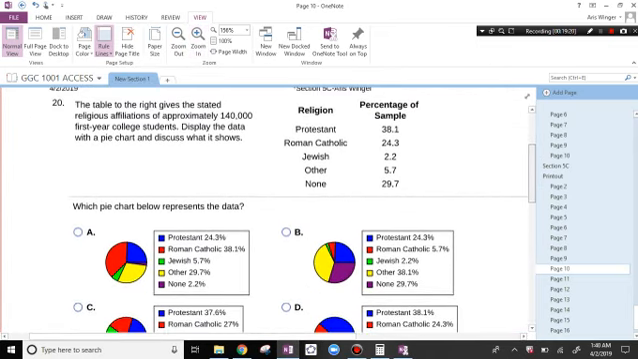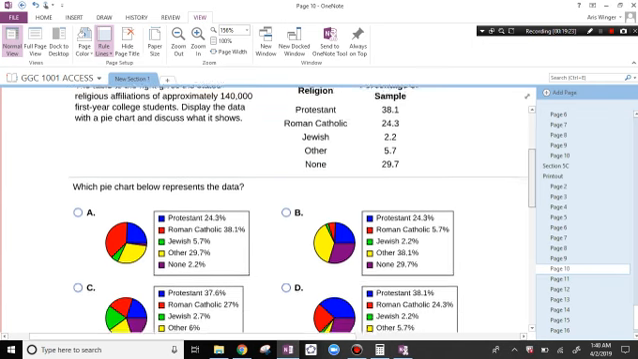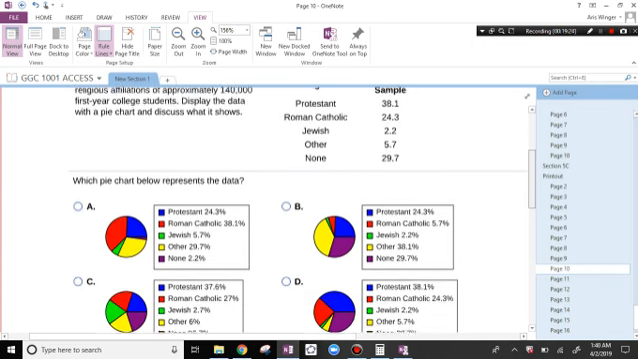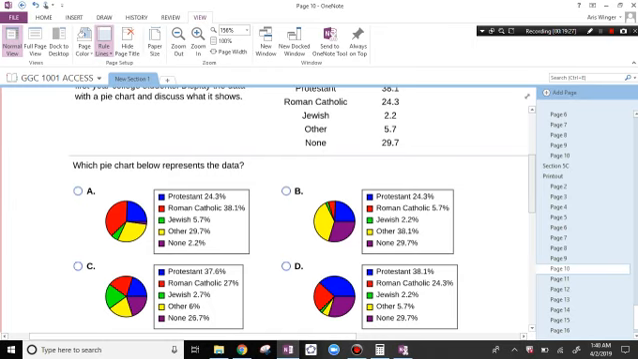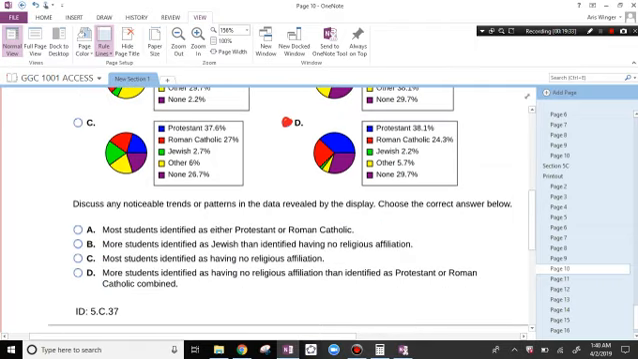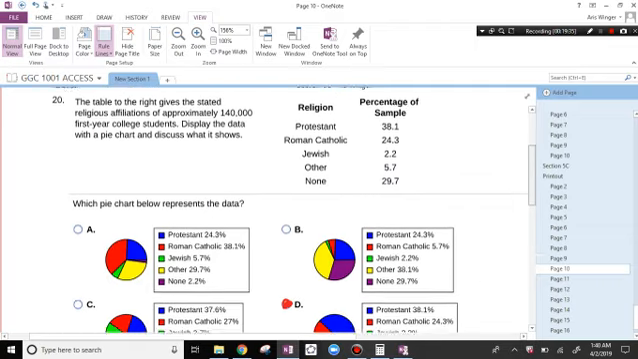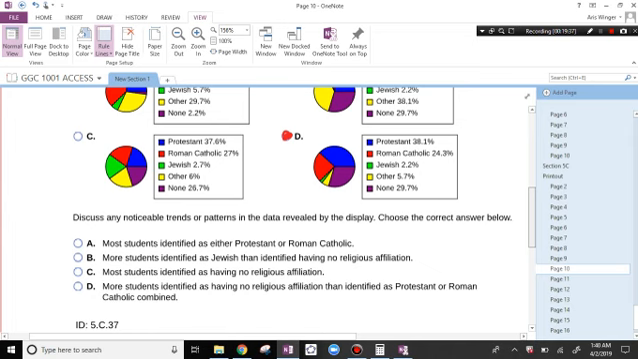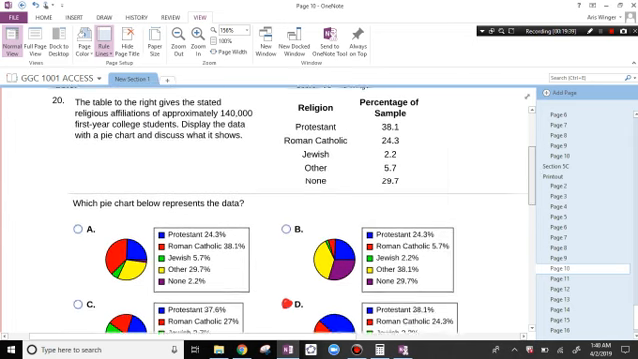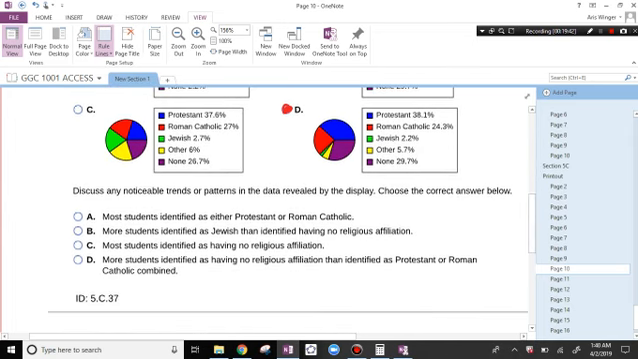Got 38.1% Protestant. That looks about right. That's D, obviously. Fits the data pretty easily. What else can we say? Protestant, Roman Catholic. A. Most students identify as Protestant or Roman Catholic.